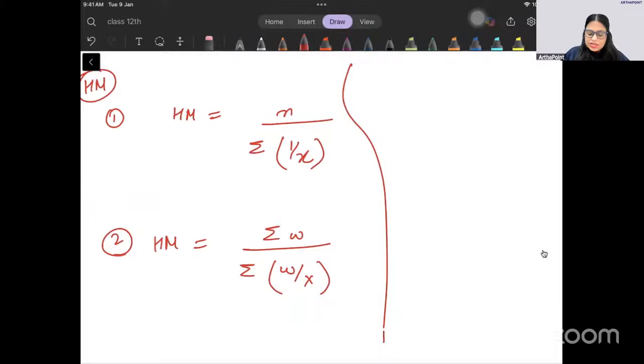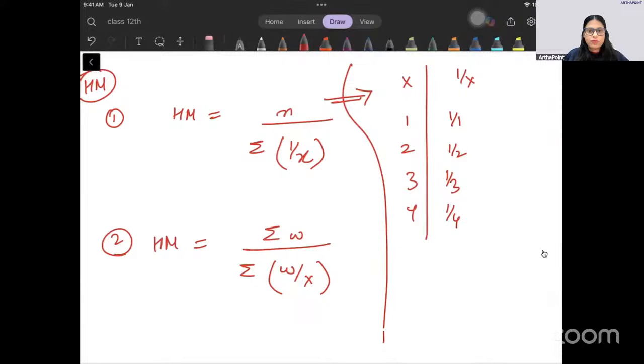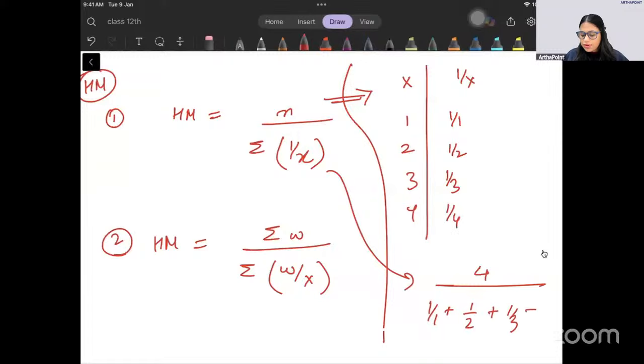So I'll just give you an example of this. Like, if x is given as 1, 2, 3, 4, then 1 by x will be 1 by 1, 1 by 2, 1 by 3, 1 by 4. So this formula will become 4 divided by 1 by 1 plus 1 by 2 plus 1 by 3 plus 1 by 4.